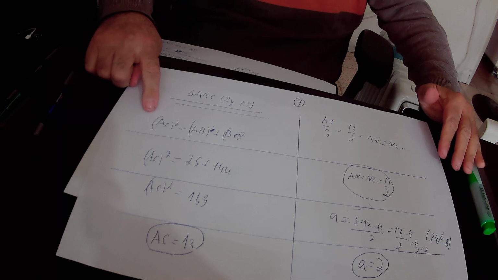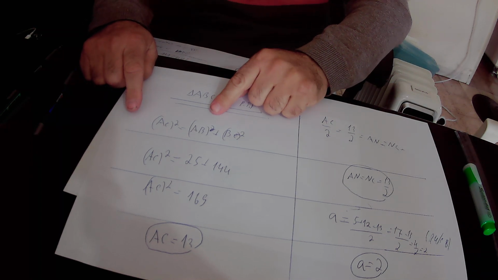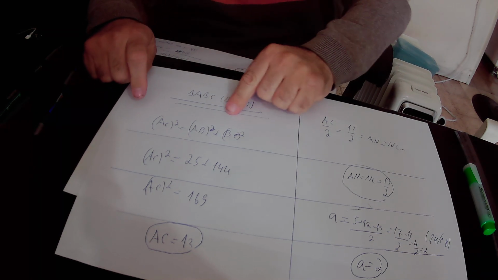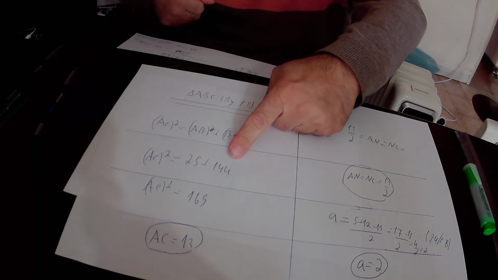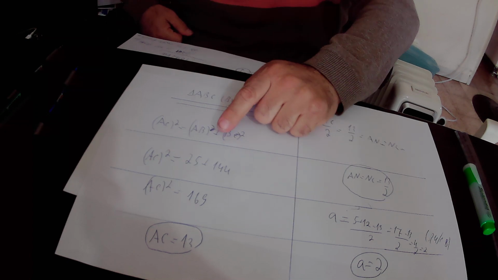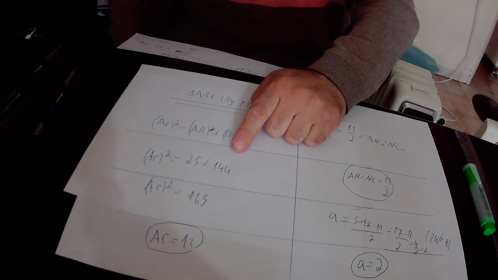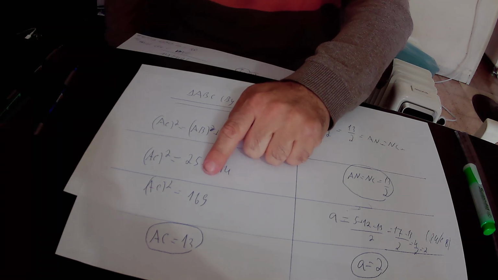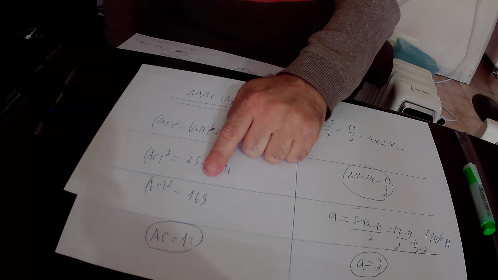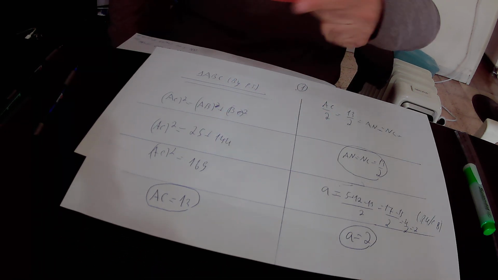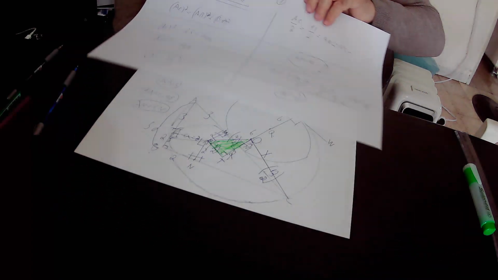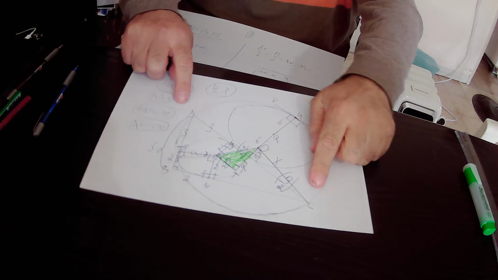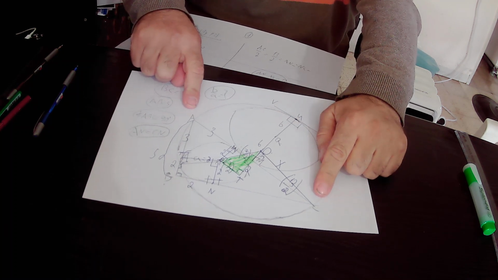So AC square equals AB square. AB is 5, therefore AB square is 5 square, that is 25, plus BC square. BC is 12, therefore BC square is 12 square, that is 144. So in total we found out that AC square equals 25 plus 144. 25 plus 144, it is 169. So AC square equals 169. We took the square root of this equation and we found out that the square root of 169 is 13. So this line segment AC equals 13 units in length.